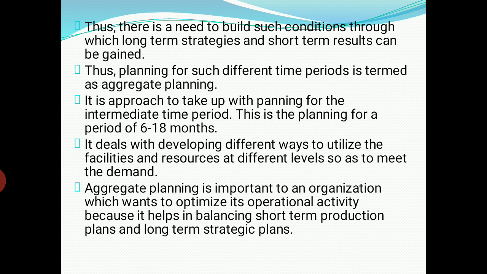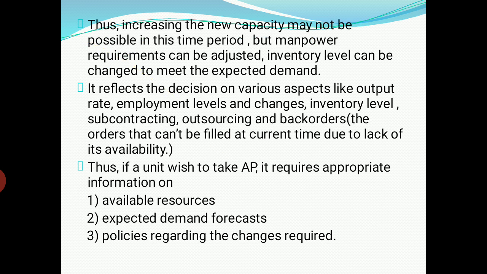Optimize the use of resources means it can make the maximum use of whatever existing resources it has. How can it make use of these resources? When you do the planning for this particular period of 6 to 18 months, and you try to balance and meet the demand that is about to rise, that is what is known as aggregate planning. Naturally, 6 to 18 months is such a period of time wherein you cannot install new capacity. You can't have capacity enlargement.